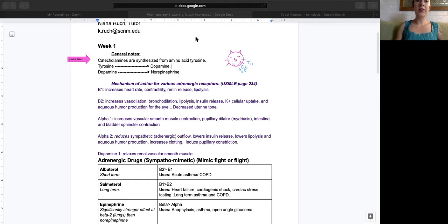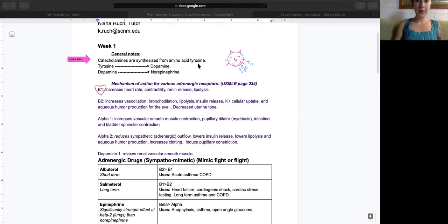So now we're going to go over some mechanisms of action for various adrenergic drugs based on their receptors. And this page is USMLE 234, and it has a good little summary. I would highly recommend it. So beta 1, you find those in the heart. Makes the heart beat faster, makes the heart beat harder, kind of just increases the fight or flight response. But yeah, you find them in the heart.